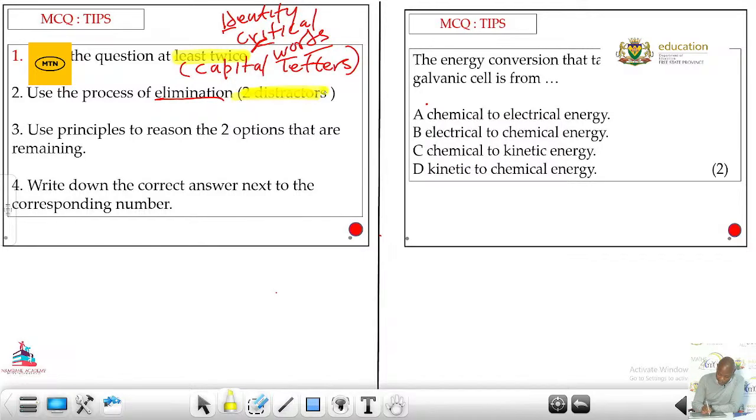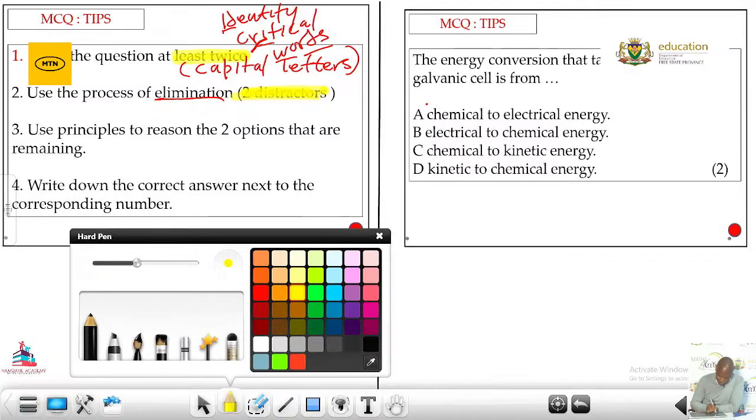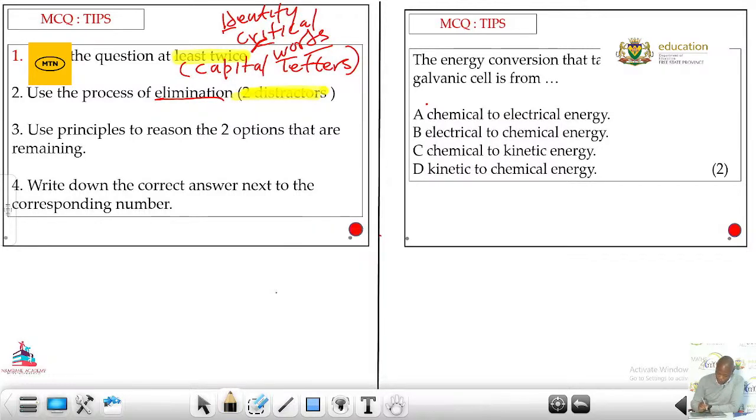What do we mean by 2 distractors? By 2 distractors, we mean answers that don't have anything to do with that particular question. These are just the distractors, and usually 2 distractors are given. So these are answers that don't necessarily relate to the question. It is always important for one to realize that.